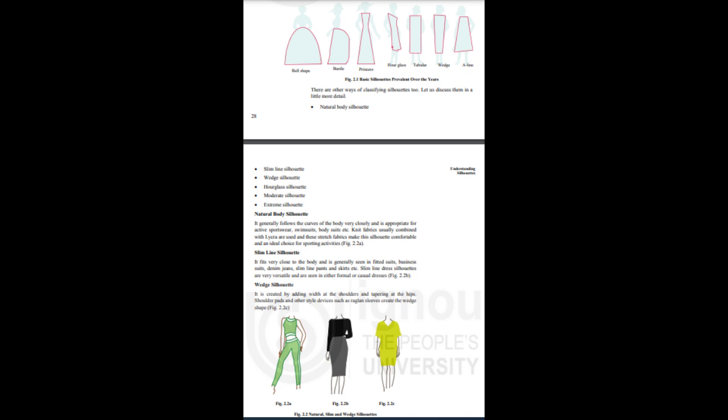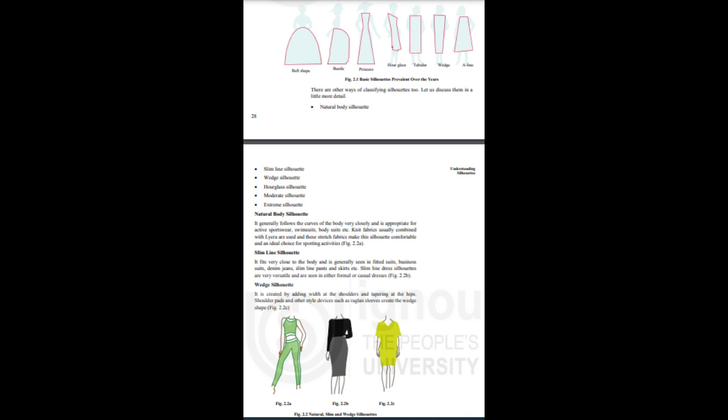Slim line silhouette. It fits very close to the body and is generally seen in fitted suits, business suits, denim jeans, slim line pants and skirts etc. Slim line dress silhouettes are very versatile and are seen in either formal or casual dresses. Fig. 2.2b. Wedge silhouette. It is created by adding width at the shoulders and tapering at the hips. Shoulder pads and other style devices such as raglan sleeves create the wedge shape.